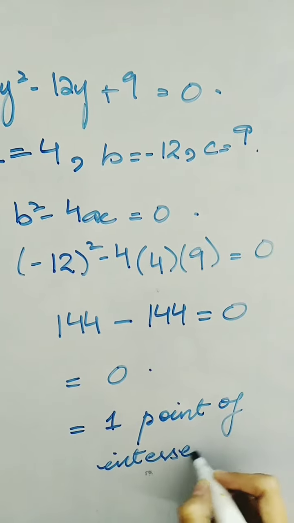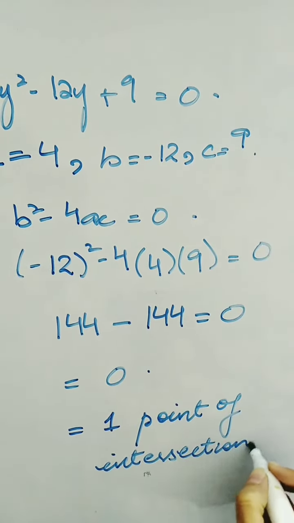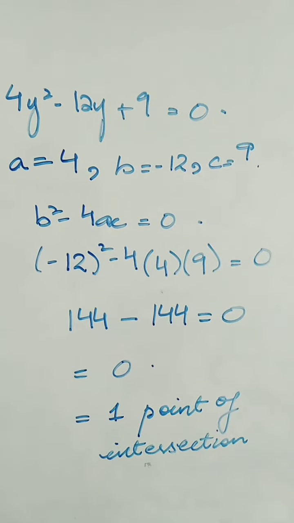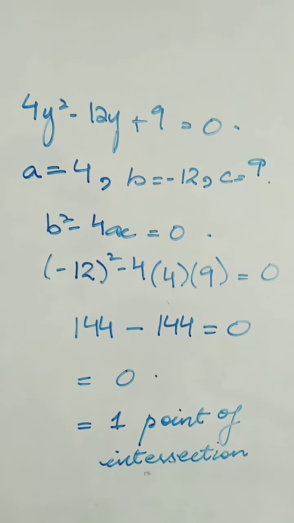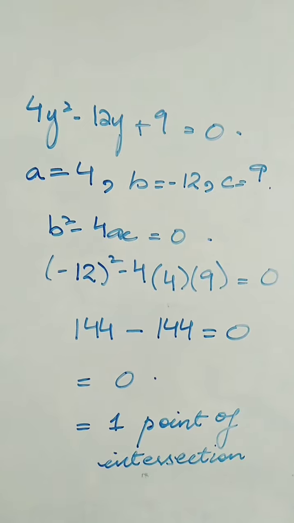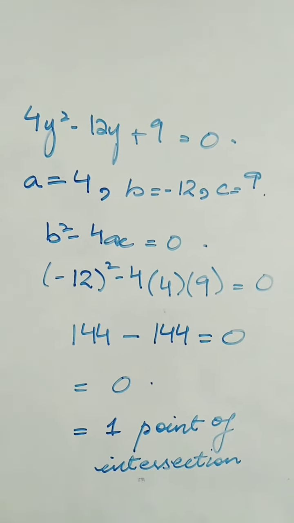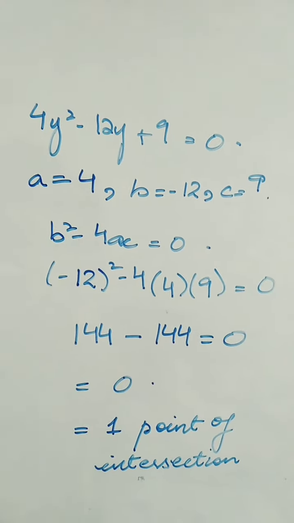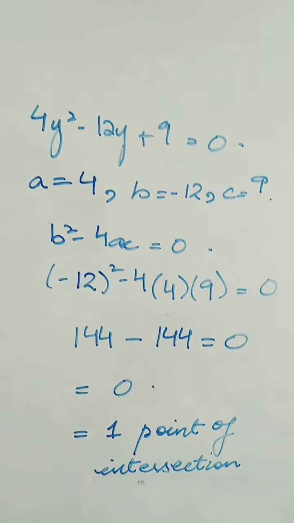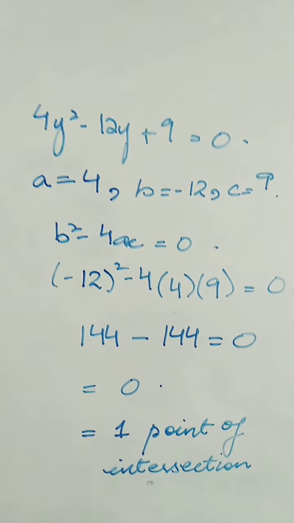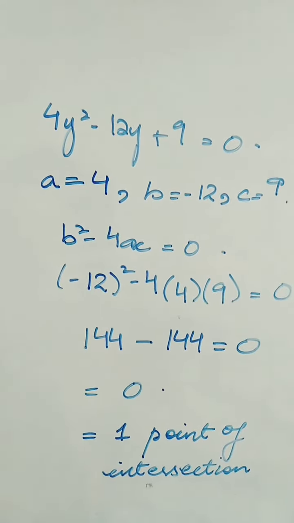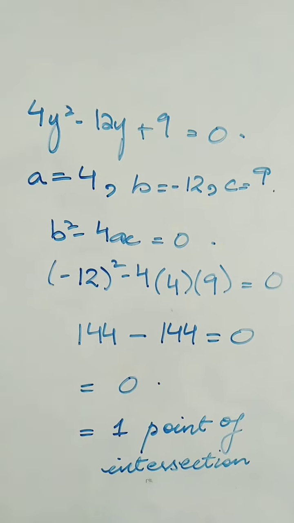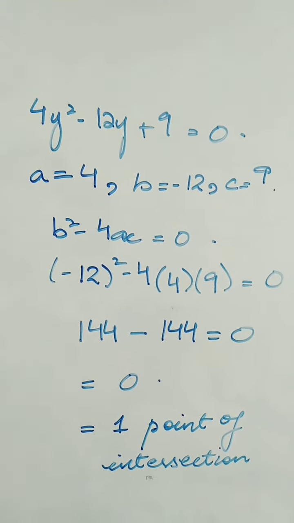When the value of the expression b square minus 4ac is positive, or greater than 0, we will have 2 points of intersection. When the value of b square minus 4ac is equal to 0, we will have 1 point of intersection. And when the value of b square minus 4ac is less than 0, we will have no point of intersection.